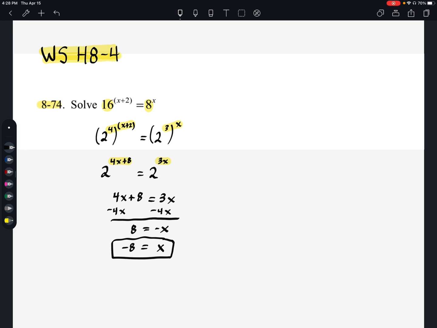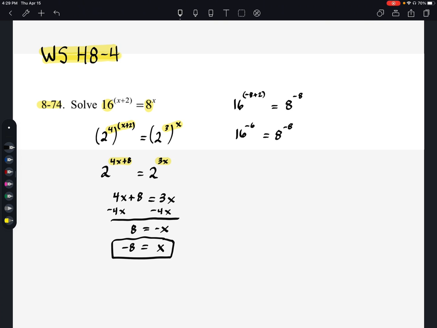And we can always go back and check it to see. We'll say 16 to the power of negative 8 plus 2 should equal 8 to the power of, let's see, was that negative 8? Okay, so 16 to the power of negative 8 plus 2 would be like saying 16 to the negative 6th power should equal 8 to the negative 8th power.